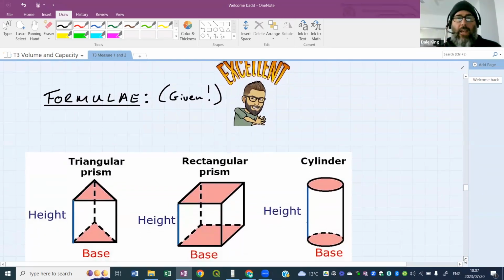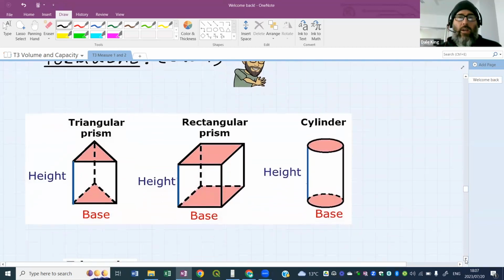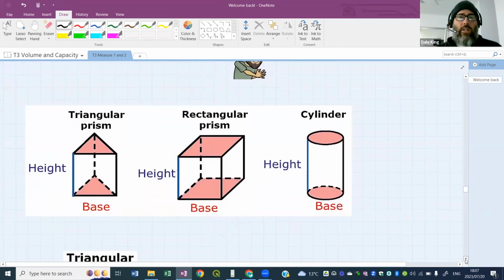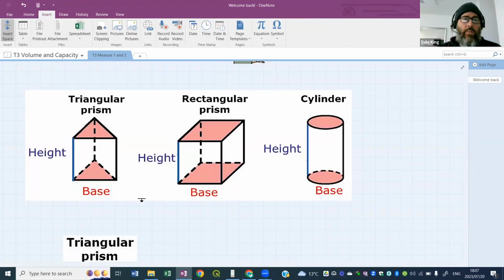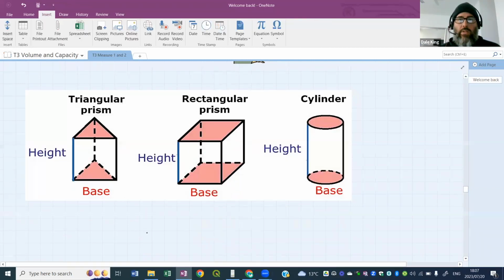Then we're going to look at the 3 basic 3D shapes. These are the 3 shapes that we work with in math literacy: the triangular prism, the rectangular prism, and the cylinder. So we're going to look at the volume of these 3 shapes.